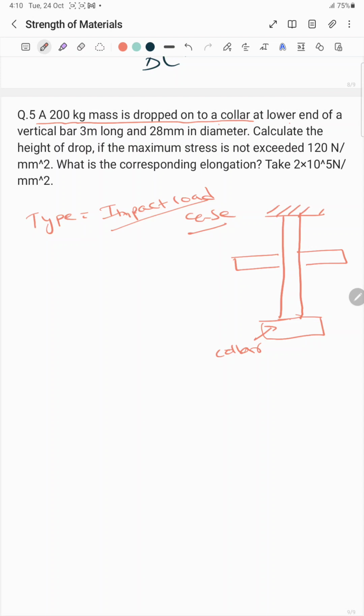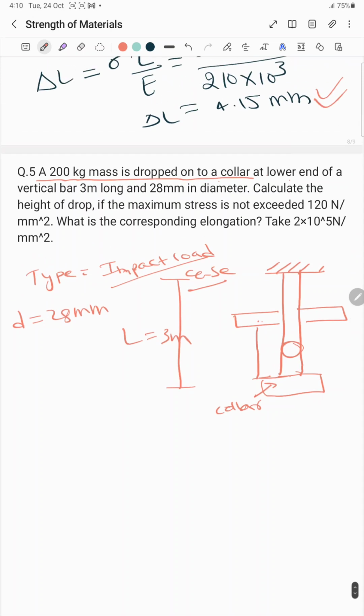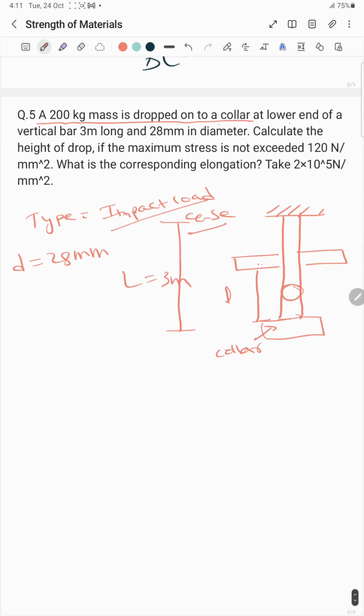Here it's given that the total length of the rod is 3 meter and the diameter of this rod is 28 mm. We have to calculate the height of the drop. This mass will drop onto the collar, so we have to calculate this height, that is h.